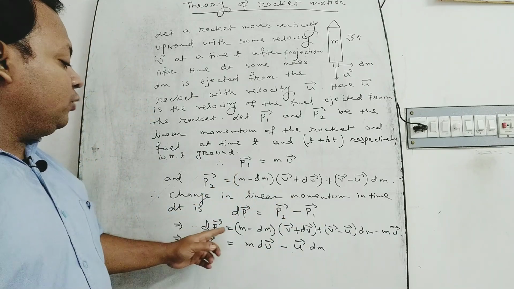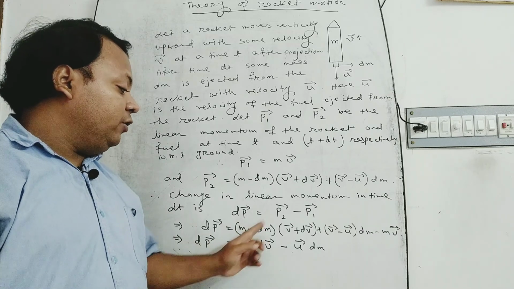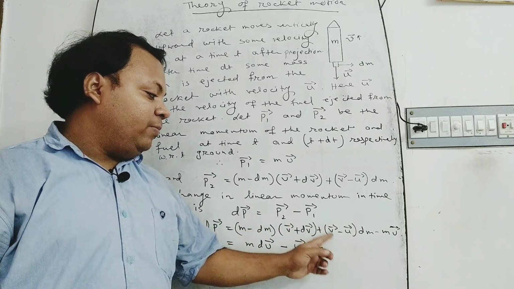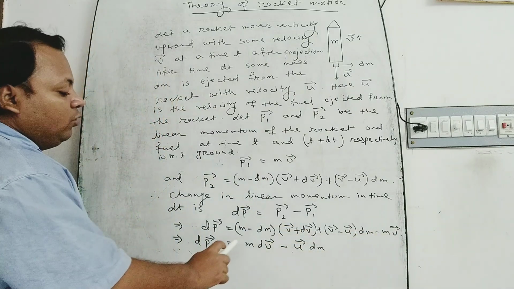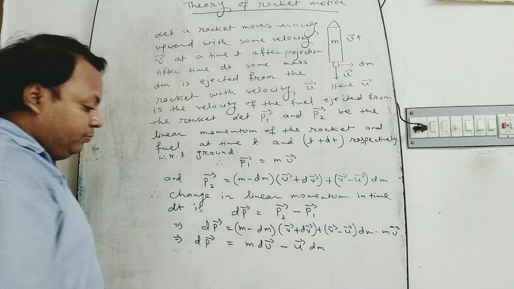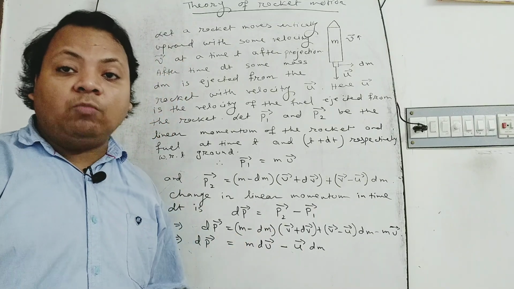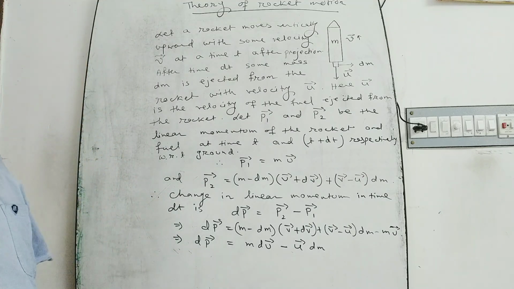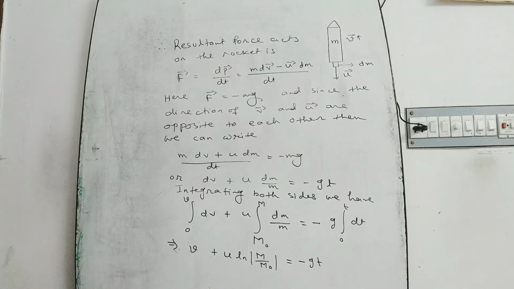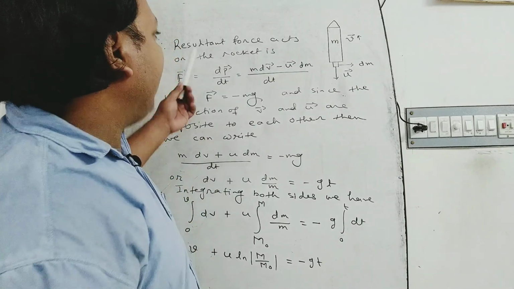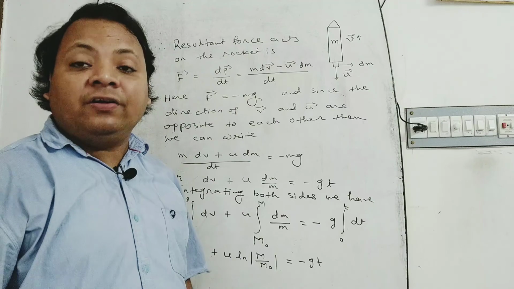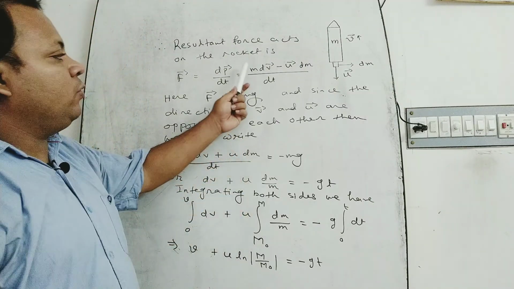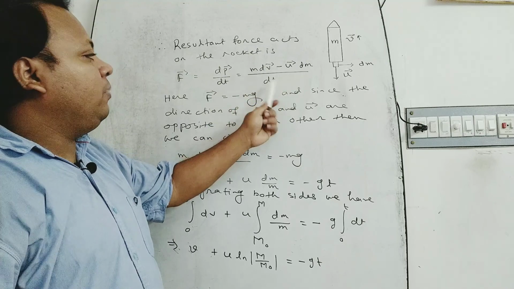This gives dp is equal to m minus dm whole into v plus dv plus v minus u into dm minus m into v. This gives dp is equal to m dv minus u dm. This is the change of the linear momentum of the rocket. Now, the resultant force acting on the rocket is F is equal to dp by dt, the rate of change of linear momentum, is equal to m dv minus u dm whole divided by dt.